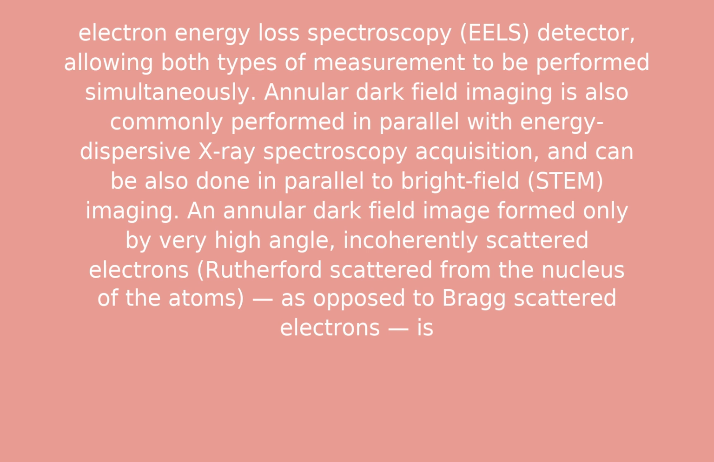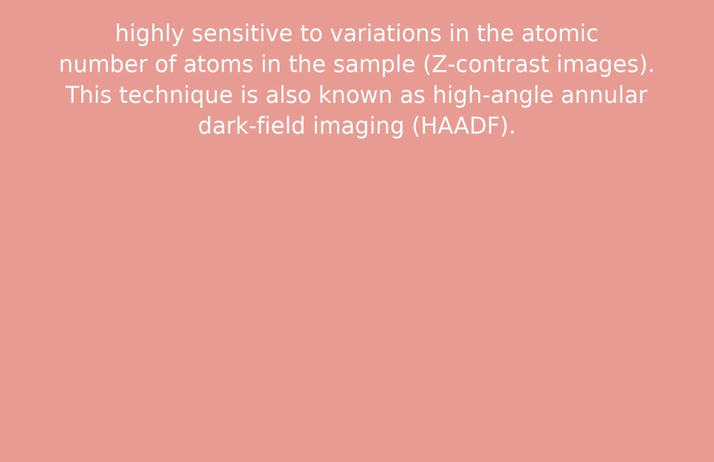Annular dark field imaging is also commonly performed in parallel with energy dispersive X-ray spectroscopy acquisition, and can also be done in parallel to bright field imaging. An annular dark field image formed only by very high angle, incoherently scattered electrons, as opposed to Bragg scattered electrons, is highly sensitive to variations in the atomic number of atoms in the sample. This technique is also known as high-angle annular dark field imaging.